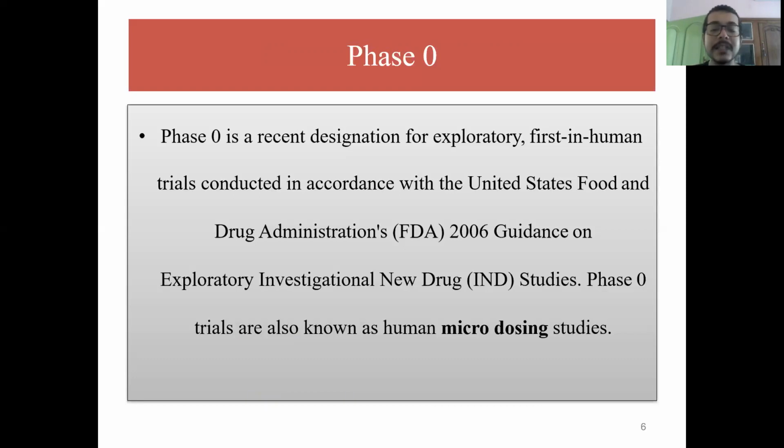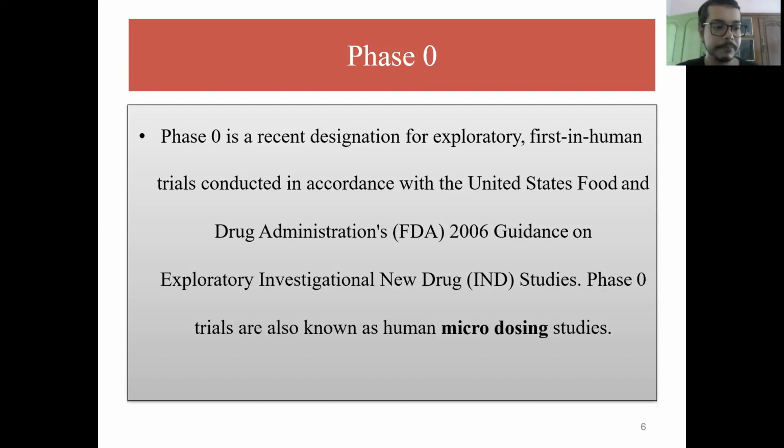So it means that this is a very recent finding which got the approval of US FDA in 2006, for the exploratory investigation of new drug studies. For new drug studies, this phase 0 may be useful. By thinking like this, the governing authority has introduced this phase 0, and it is also being called microdosing study. So why is it called microdosing study and why is it important?